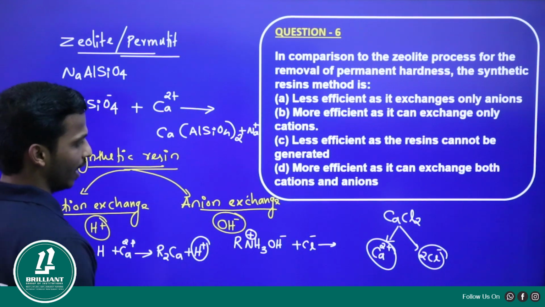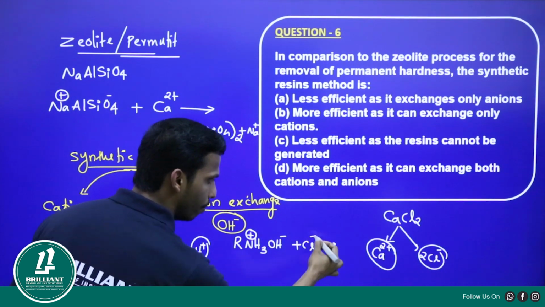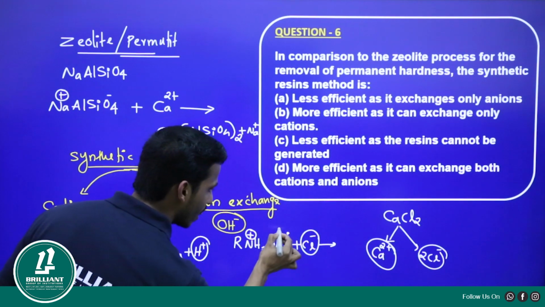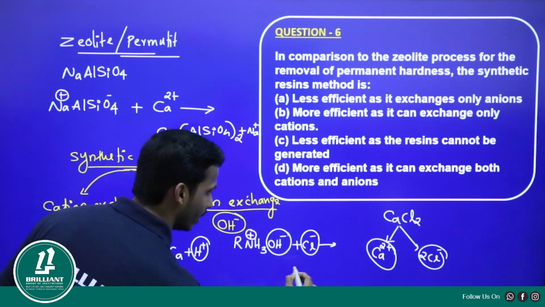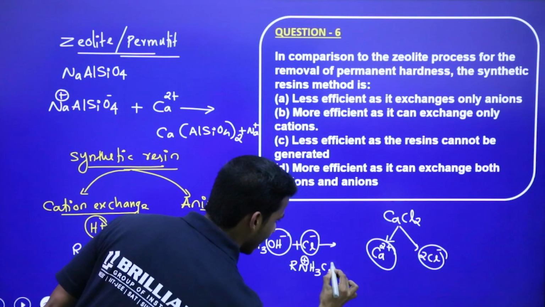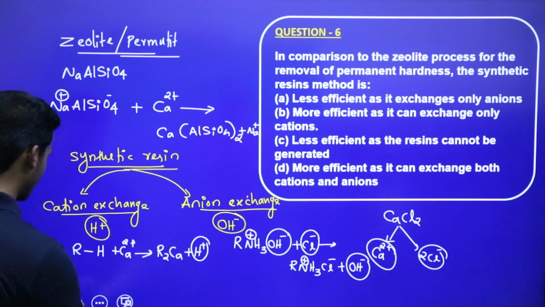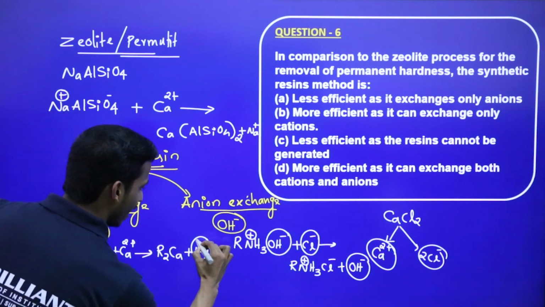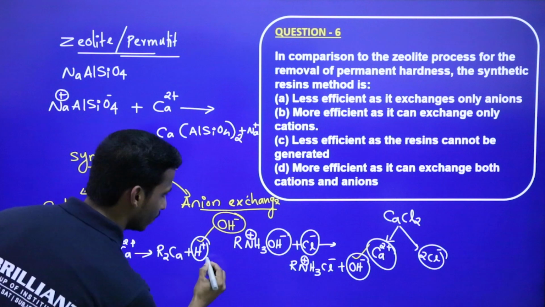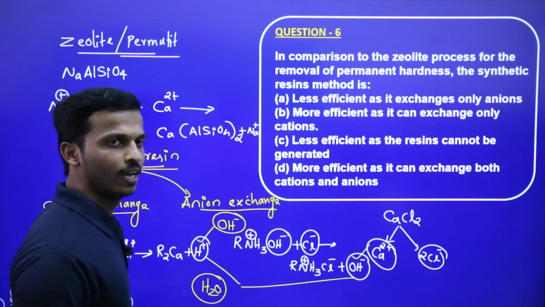In the second case, the anion exchange resin will react with the Cl−, and what will happen? The Cl− ion and OH− ion are interchanged and you will get RNH3+ Cl− plus OH−. See, this H+ and OH− together, what is the compound? That's nothing but pure water. Here, what is happening?